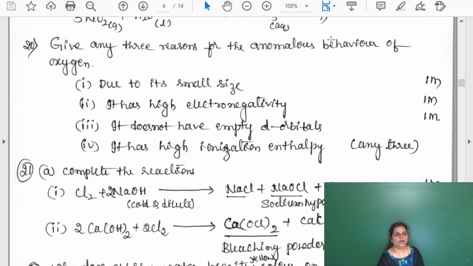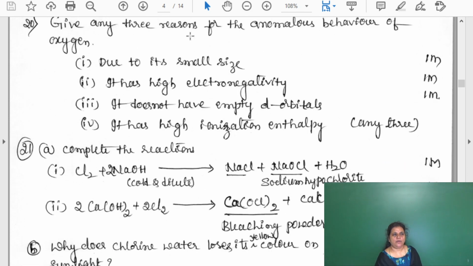Okay. Now question number 20. Give any 3 reasons for the anomalous behavior of oxygen. So the first reason here is its very small size. Second, its very high electronegativity. Third, it does not have any empty d orbitals. And the fourth one is its high ionization enthalpy.